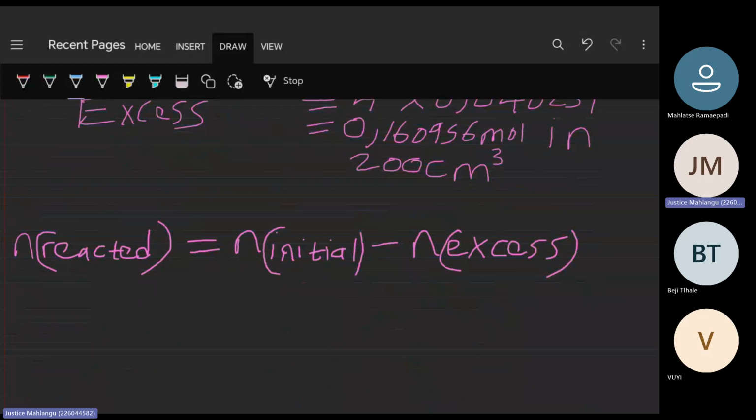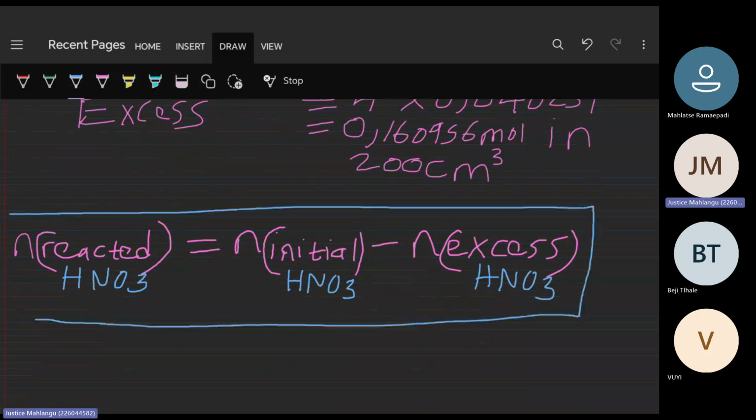Of course, guys, you must remember we're talking about the acid here, which is HNO3. Also here is HNO3. You can't plug two different things here, please. From here, you can find out what you're missing, what you don't have.